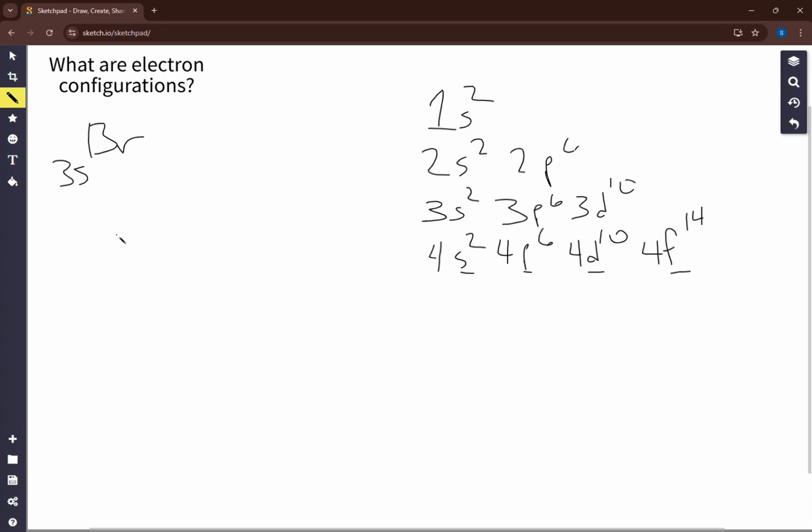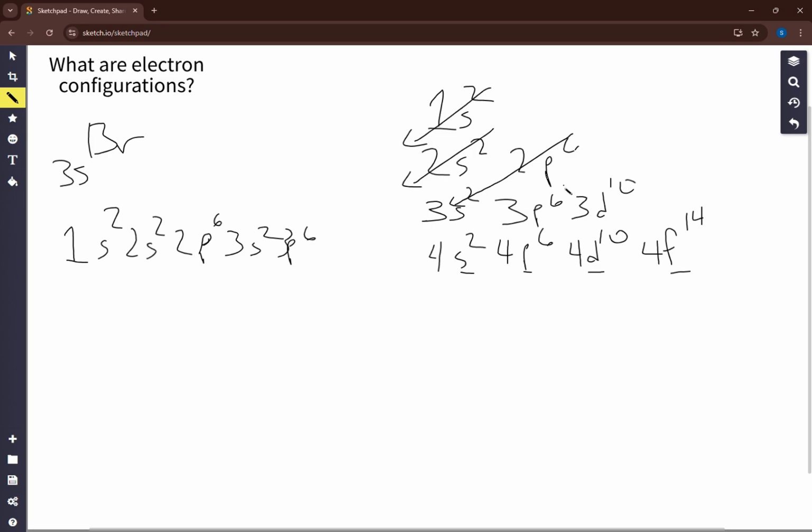So if we're going to write the electron configuration of bromine, we're going to go 1s2, 2s2, remember the diagonal arrows, 2p6. And then because this arrow goes to 3s2, we go 3s2, and then 3p6. And this arrow is going to go to 4s2. So instead of going to 3d10, because the diagonal arrow leads to 4s2, we're going to do 4s2 first. Then we go to 3d10, because the diagonal arrow cannot go any further.